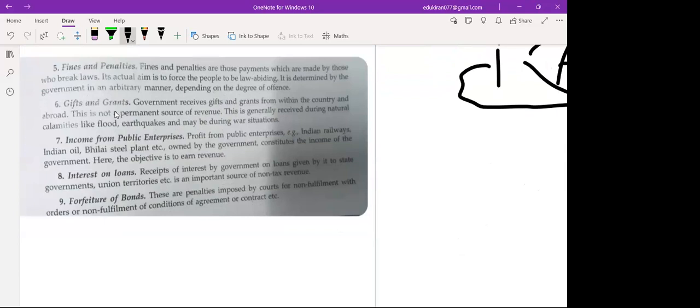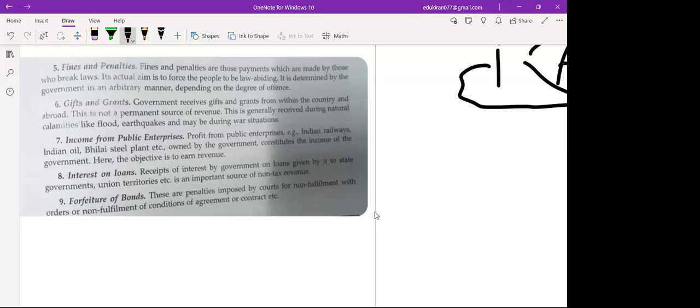This is not a permanent source of revenue. Then income from public enterprises. So profit from public enterprises, for example Indian Railway, Indian Oil, they are basically the enterprises' income. Then interest on loans: whatever loan you are giving, you get the interest on it. Government is earning that. And then forfeiture of bonds.